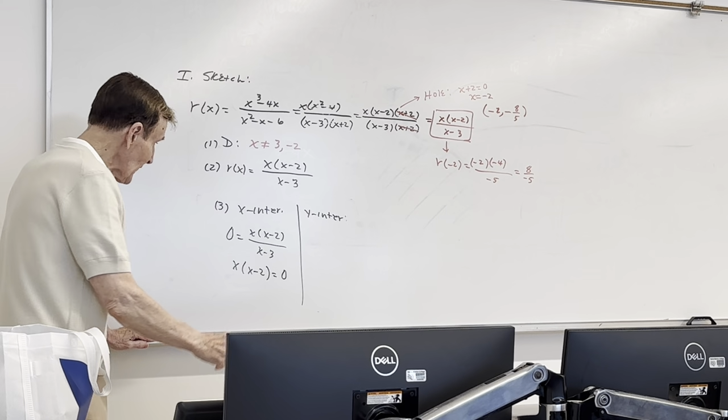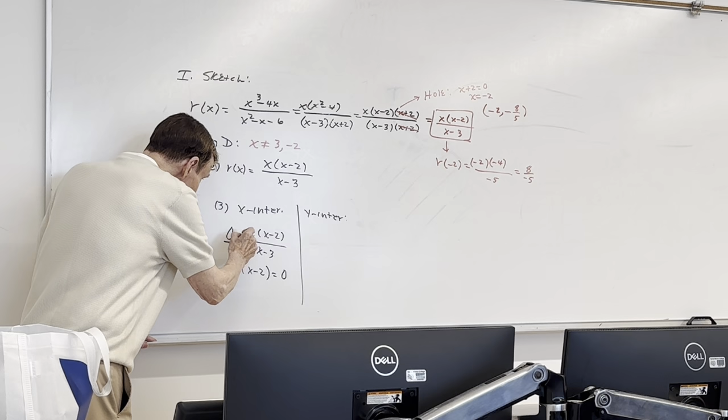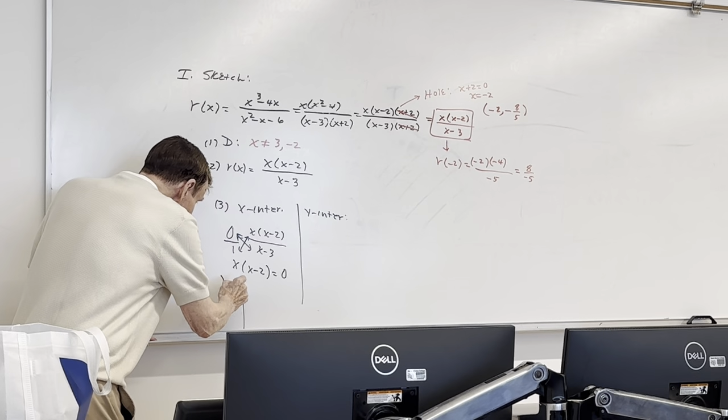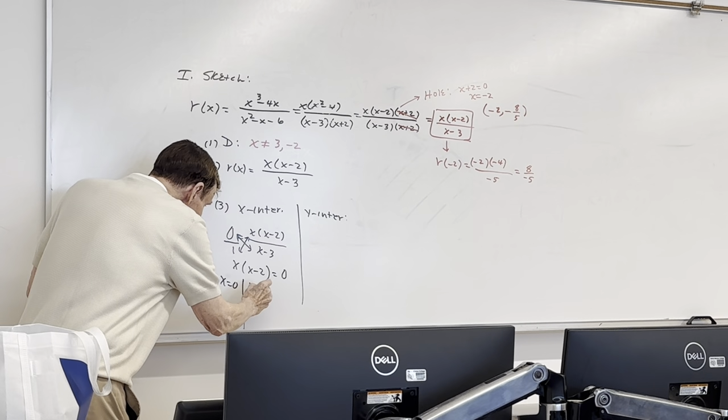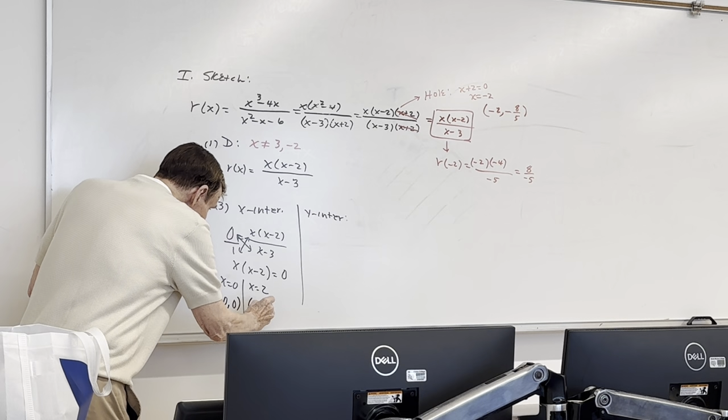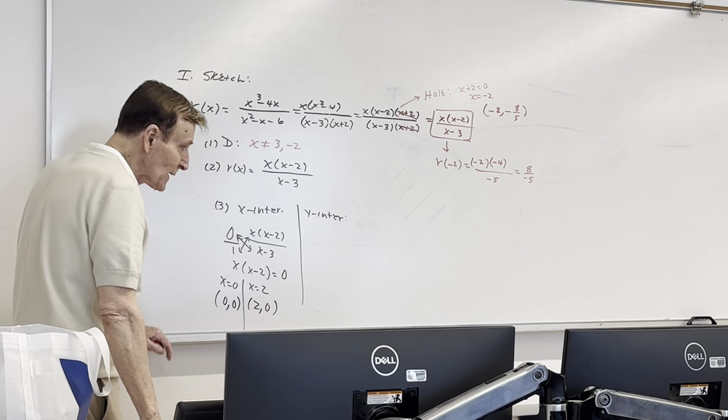So far, so good. You think of this 0, 0, 1. Just quickly cross multiply. You get that. Set each one of those equal to 0. You got x equal to 0. x is equal to 2. I prefer ordered pairs. Written as ordered pairs, and those are my x-intercepts.